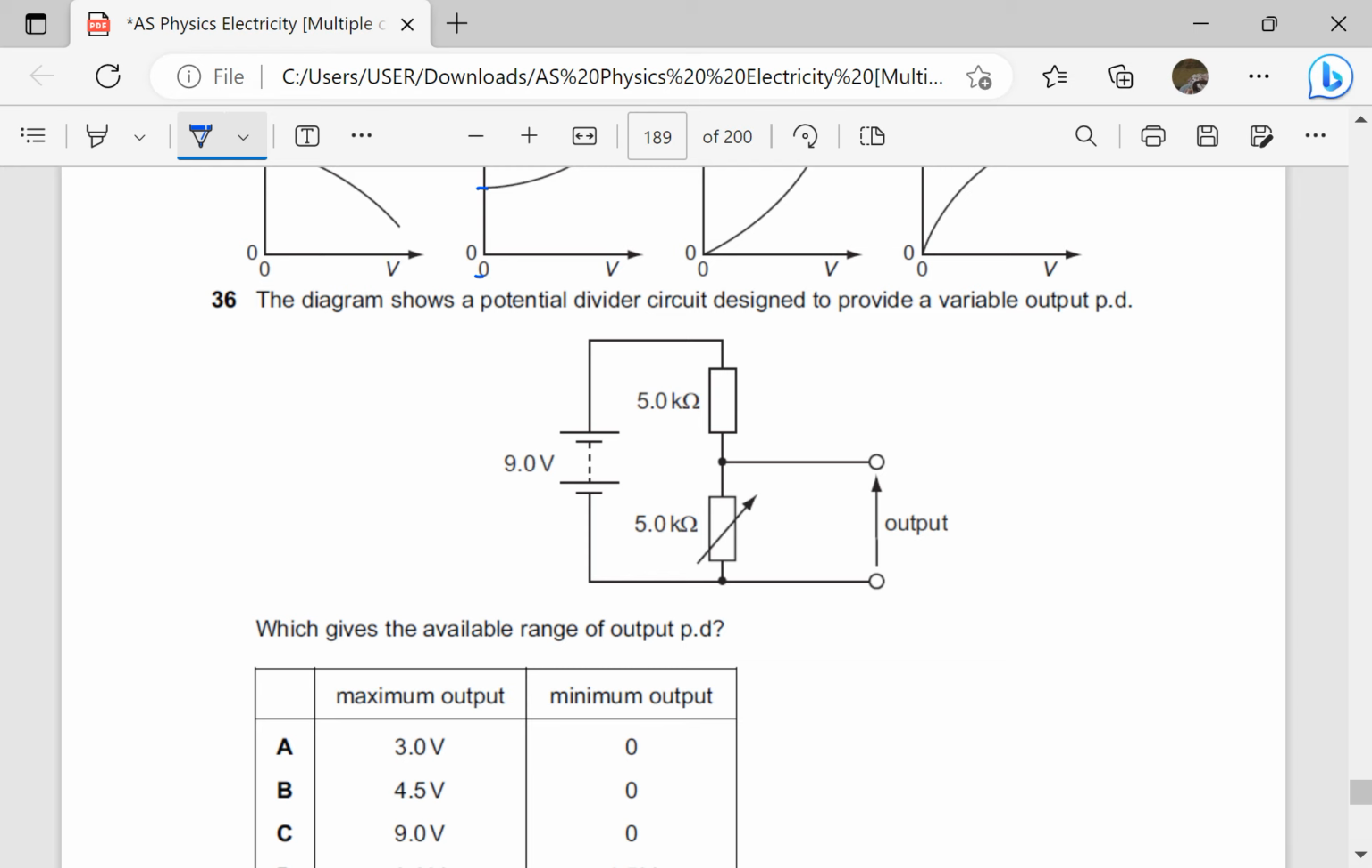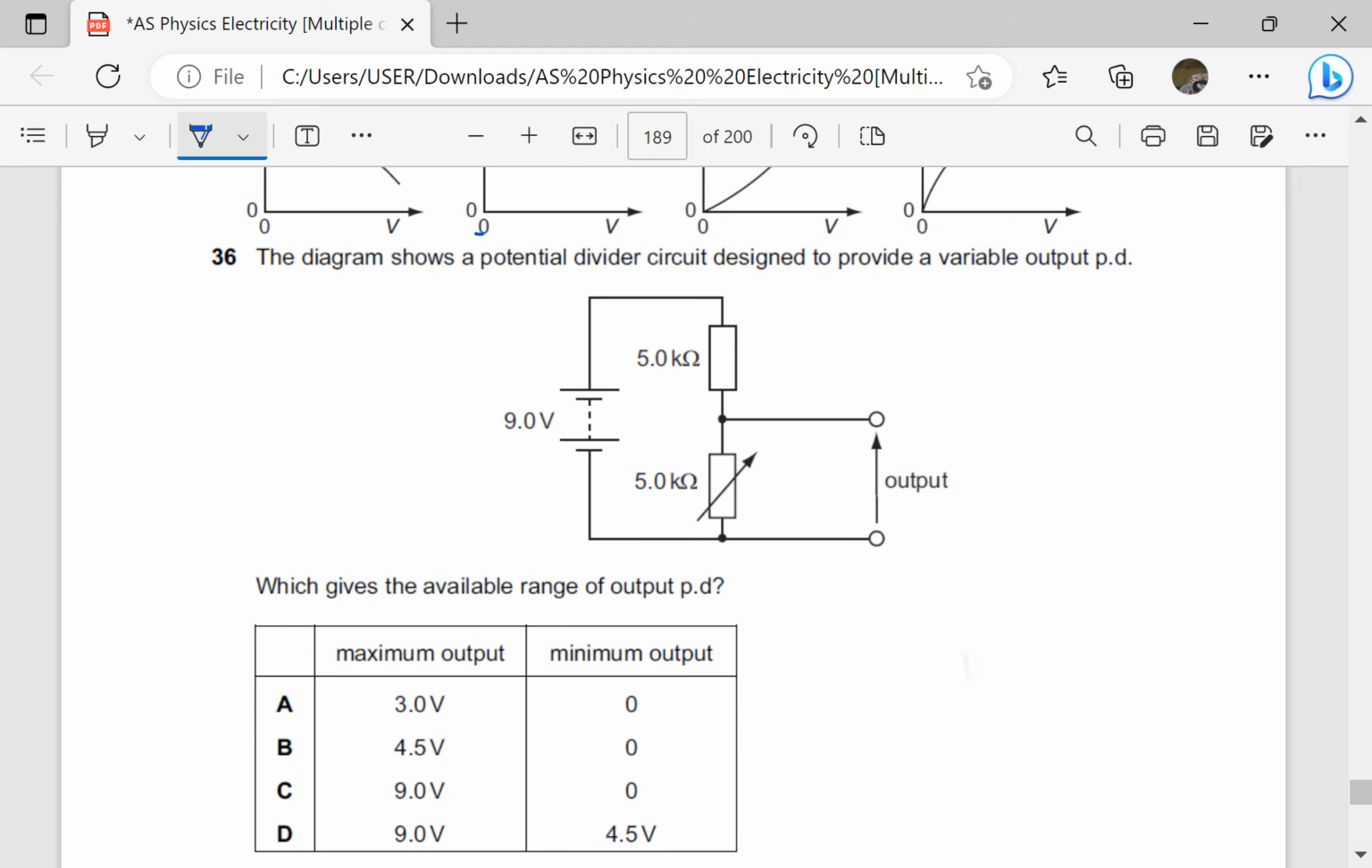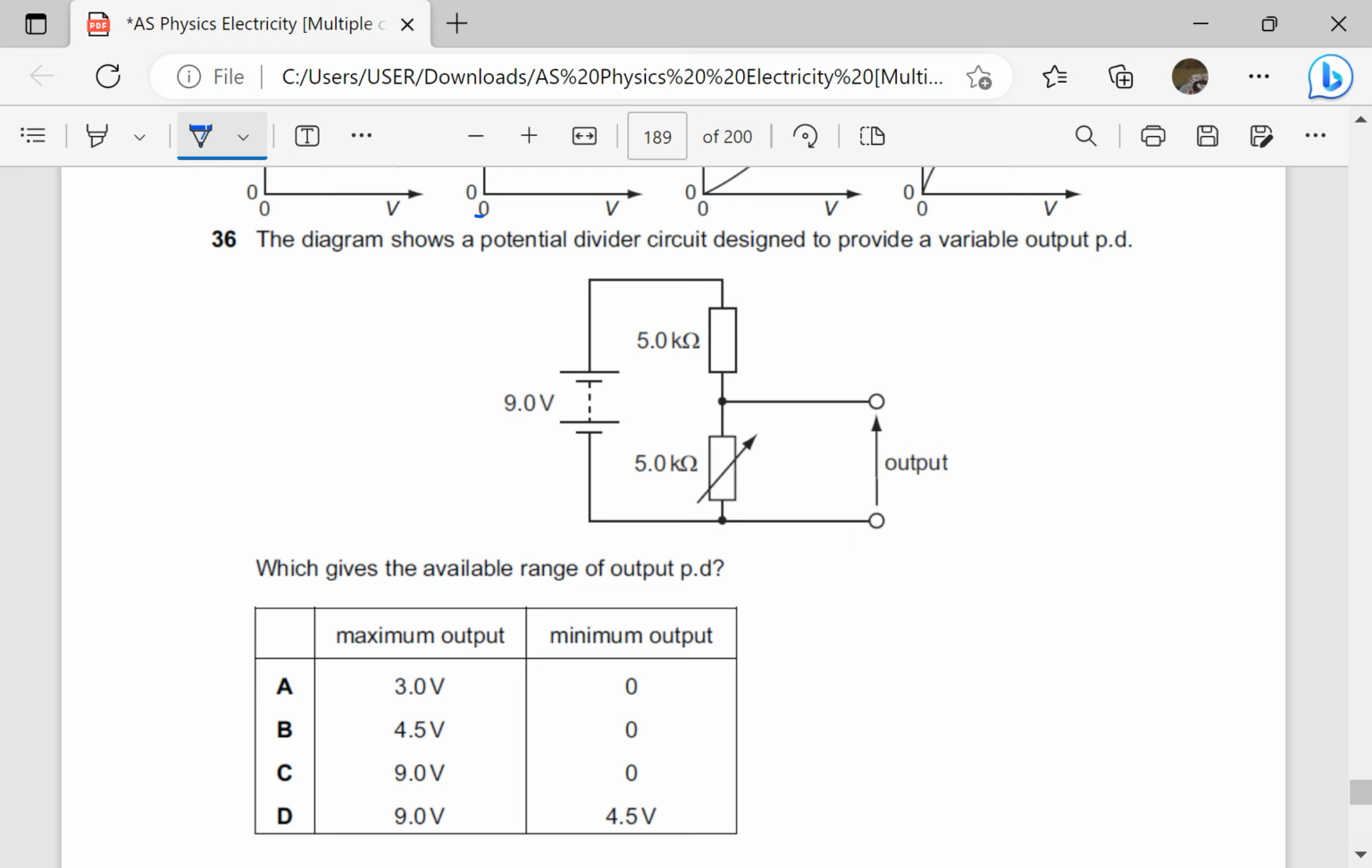The diagram shows a potential divider circuit designed to provide a variable output PD, which gives the available range of output. So output is measured across this 5 kilo ohm resistor. Let's say the maximum output here, I'll call it V maximum, is going to be 5 kilo ohms divided by total resistance, which is 10 kilo ohms. The kilo cancels out. Then times 9, and I think this is 4.5. Half of 9 is 4.5. So the maximum should be 4.5.